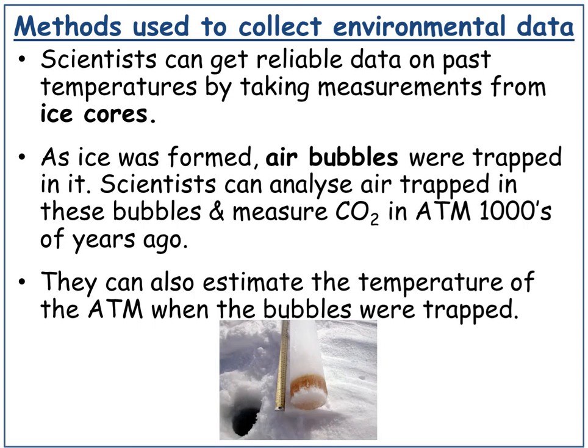Scientists can get reliable data on past temperatures by taking measurements from ice cores. As ice was formed, air bubbles were trapped in it, and scientists can analyse the air trapped in these bubbles and measure carbon dioxide in the atmosphere thousands of years ago. They can also estimate the temperature of the atmosphere when the bubbles were trapped.